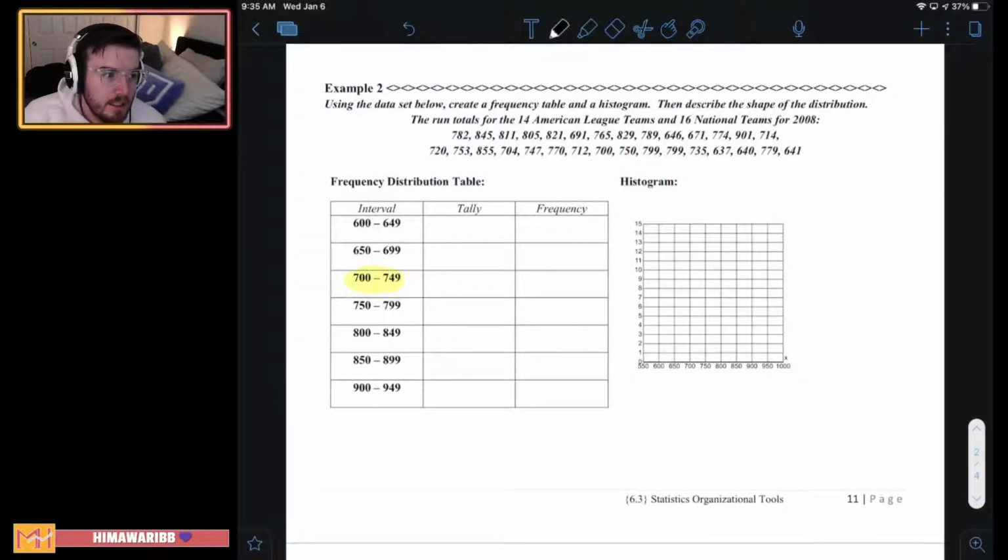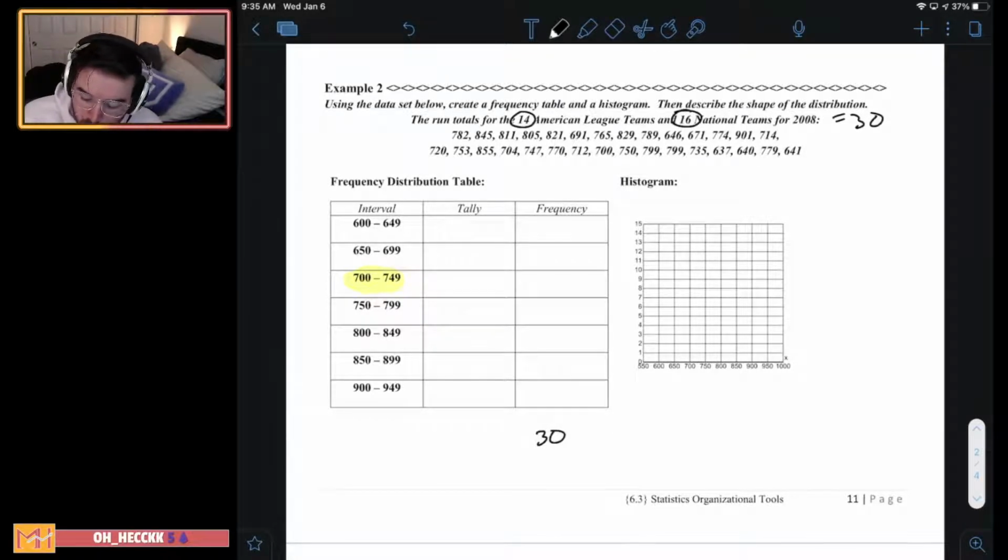Okay, so let's take a look at this data. Using the data set below, create a frequency table and a histogram. Then describe the shape of the distribution. The run totals for 14 American League teams and 16 National League teams for 2008. So there are 30 numbers there. So there are 30 teams, okay? So our total better add up to 30 in the end, or we miscounted.